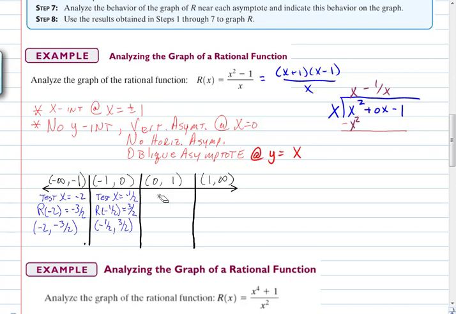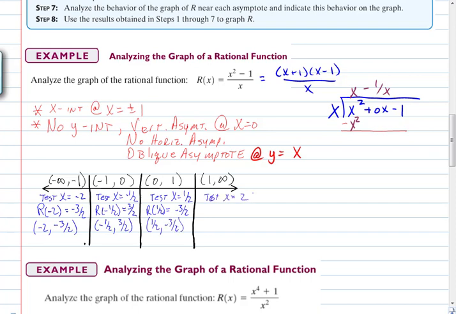And then what about from 0 to 1? What do we want to test here? 1/2. r of +1/2 is negative 3/2. So the graph is below the x-axis again, and we have the point (1/2, -3/2) on our graph. And here we want to test what?